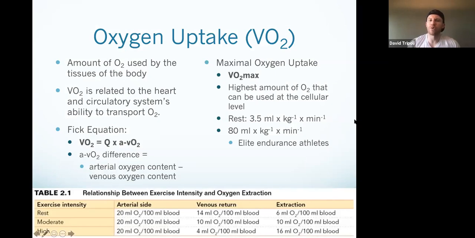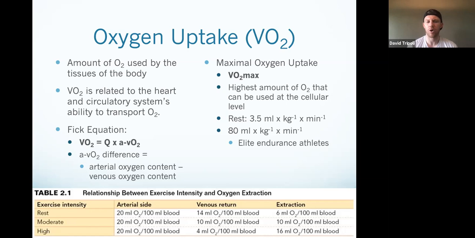Oxygen uptake, or VO2. So again, we just kind of talked about this. The amount of O2 used by the tissues of the body. So again, as we just talked about, the greater CO2 affinity, or the greater CO2 you can endure, the more O2 you can use. VO2 is related to the heart and circulatory system. VO2 max is a big thing, and we'll look at that in a second.